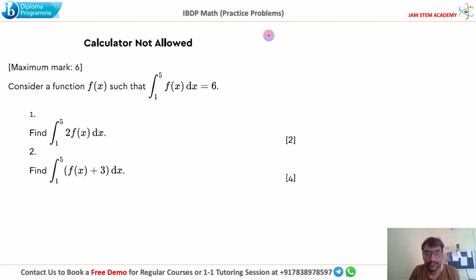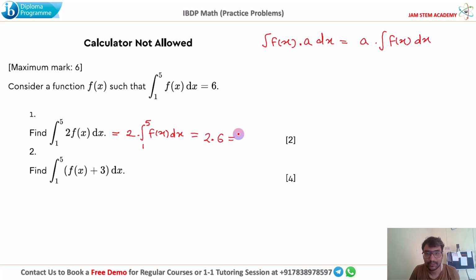See, if you are integrating something, say f(x), which is in multiplication with some number, let's say a, then a comes out of the integral sign, and you are left with a times the integral of f(x) dx only. So here we have 2 times f(x) dx. So 2 comes out, which gives me 2 times the integration from 1 to 5 of f(x) dx, and that is already known as 6. So 2 times 6 equals 12. That's simple. I'm just using this value from the question itself.